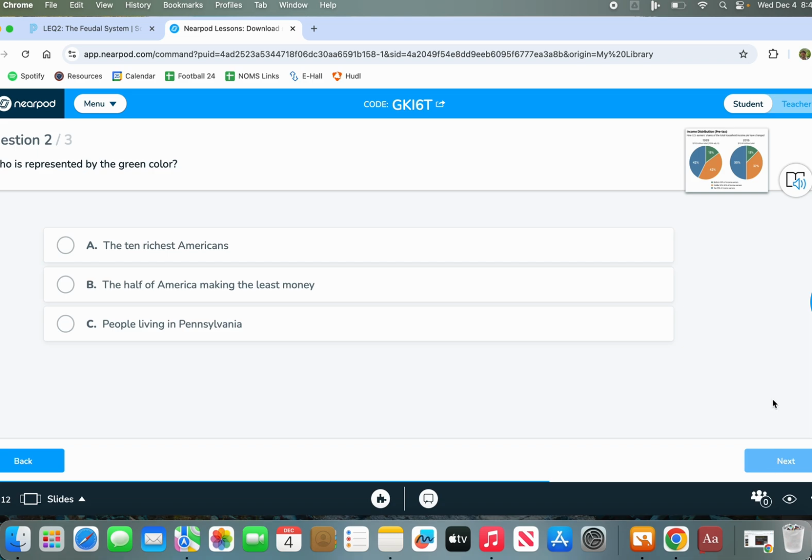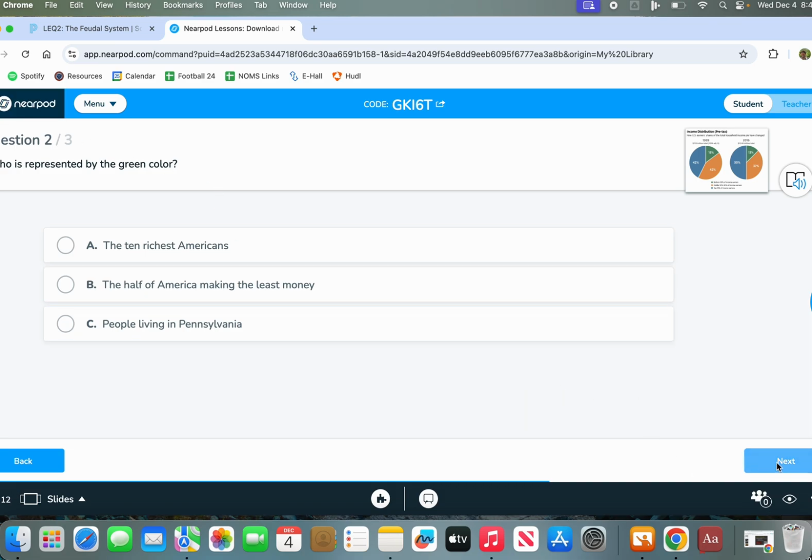Just as a friendly reminder, you might not want to click on this because it won't allow you to go back into it, or you won't be able to click exit. There's no exit button for that. It will just exit out of the Nearpod completely, like that happened on Tuesday.